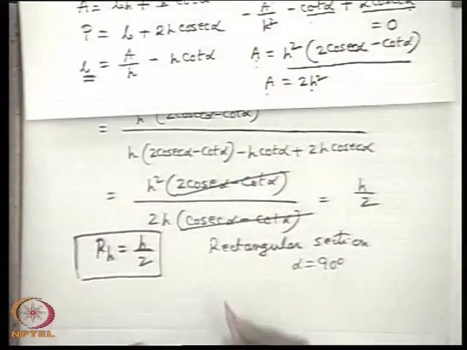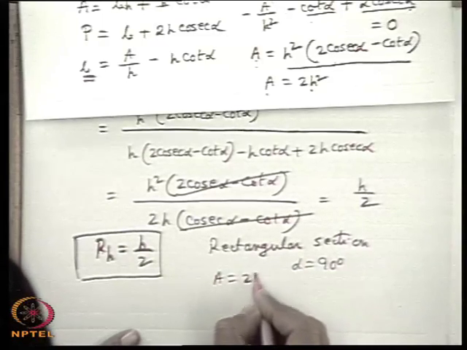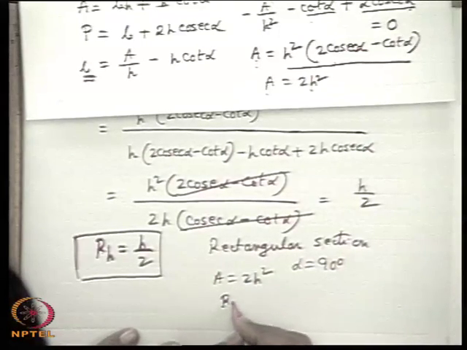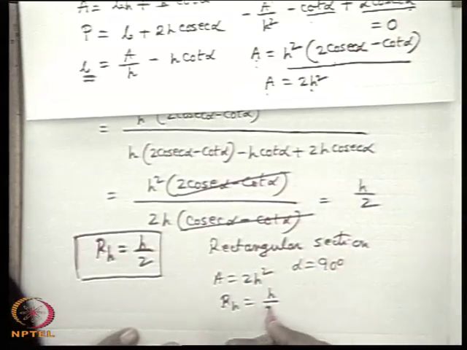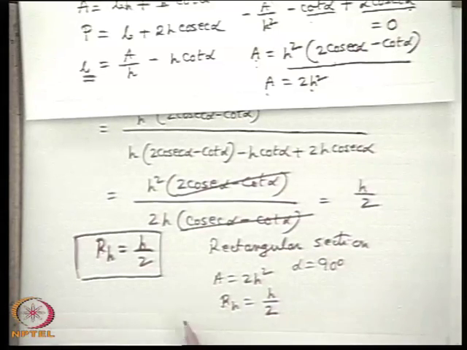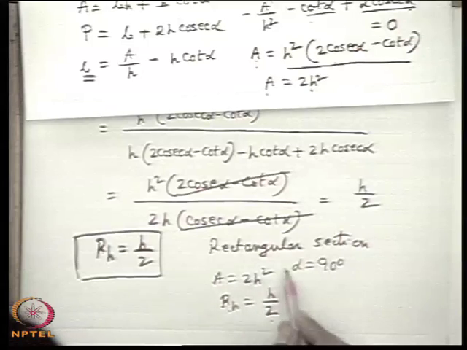Now, a is equal to 2h square for a rectangle. So, for a rectangle, a is equal to 2h square, and again RH is equal to h by 2. So this is the condition: RH is equal to h by 2 and a is equal to 2h square.